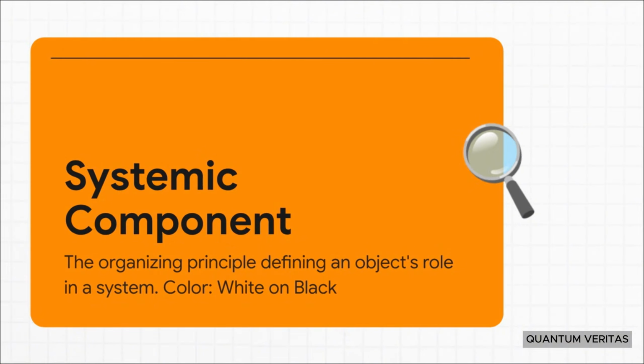Okay, so first up is the systemic component. Now, this one's a little more abstract, but it is so important. It's the organizing principle that defines an object's role within a bigger system. So think of an electron's position inside an atom, or an organ's function within a body, or even a person's role in a society. It's the element of context and structure, and its symbol is white on black.